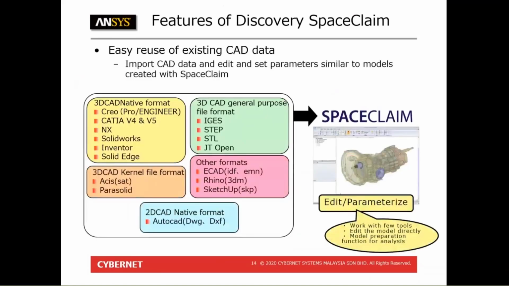Next, easy reuse of existing CAD data. Like I mentioned before, Discovery SpaceClaim is famous for the ability to read different types of CAD data. So here, as you can see right here on the screen, you can read all sorts of data from different kinds of other CAD software. You can read the CATIA files, SolidWorks, SolidEdge, and also general purpose file formats like STEP and IGES. You can have a 3D CAD kernel format like Parasolid, so on and so forth.